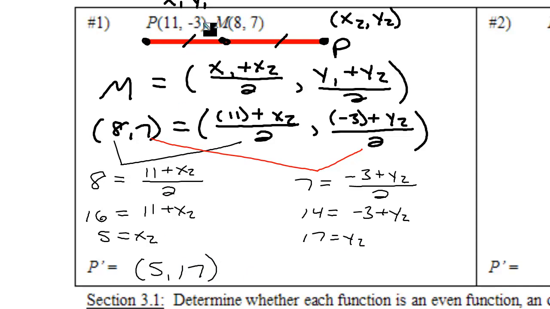Checking your answer is simple. What's the average of 11 and 5? What's the point that's right in the middle of those? Well, 5 plus 11 is 16, divided by 2, you get 8. For the y value, 17 plus negative 3 is 14, and 14 divided by 2 is 7. So we've done it correctly.